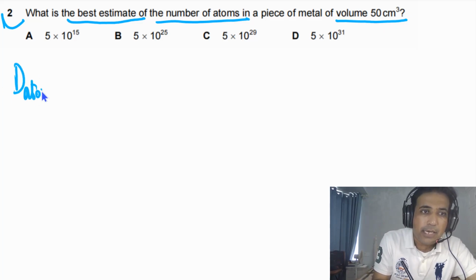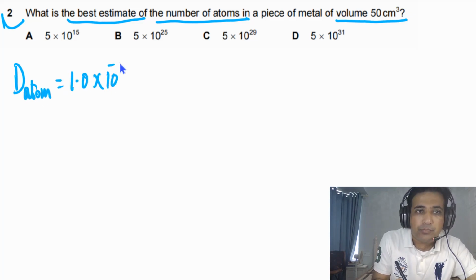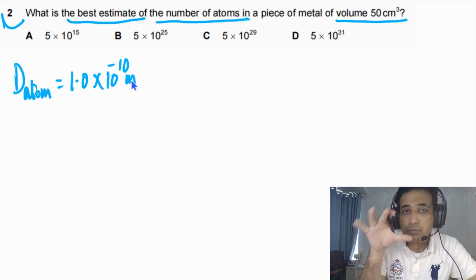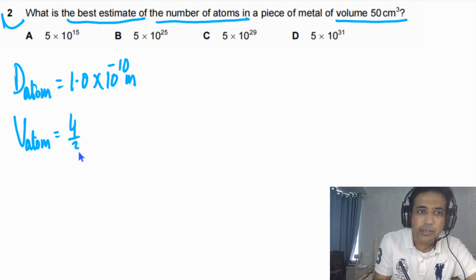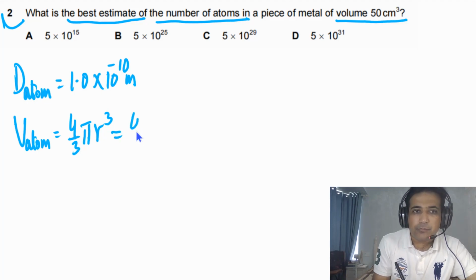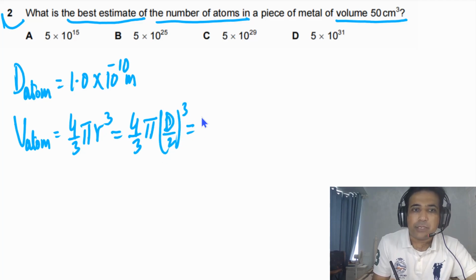The diameter of a single atom, simply we can say, is equal to 1.0 times 10 to minus 10 meters. And this number is important. You need to remember the diameter of a single atom. From here we can find the volume of a single atom. The volume will be equal to 4 by 3 pi r cubed. We can simplify this: 4 by 3 pi, and we have diameter divided by 2, so this is the radius. If we simplify this one, we will get 4 by 3 pi d cubed divided by 8.